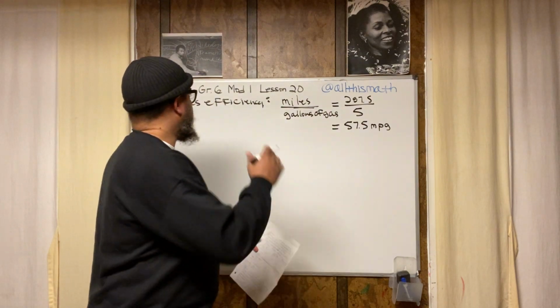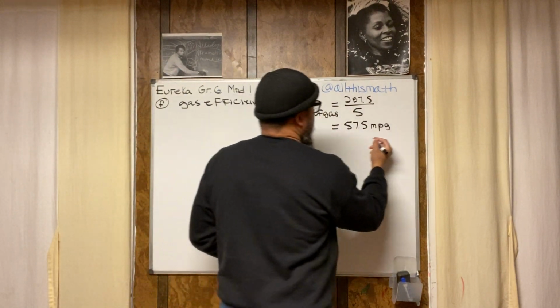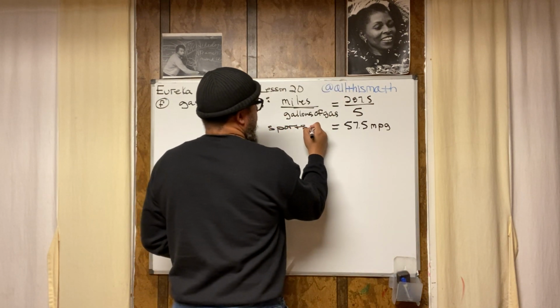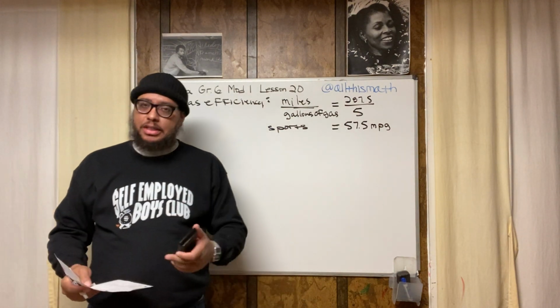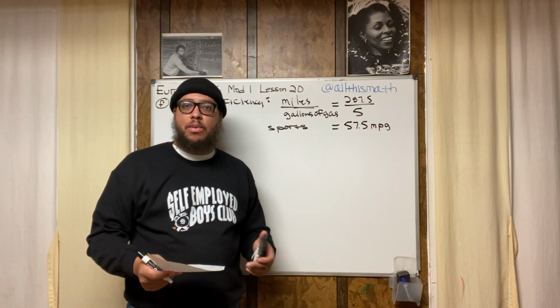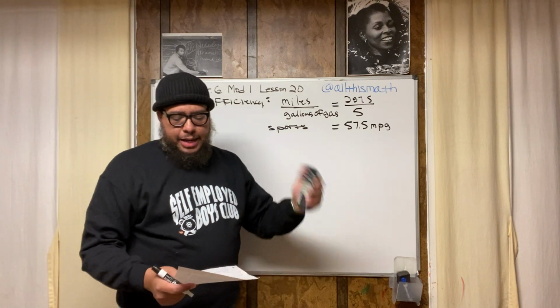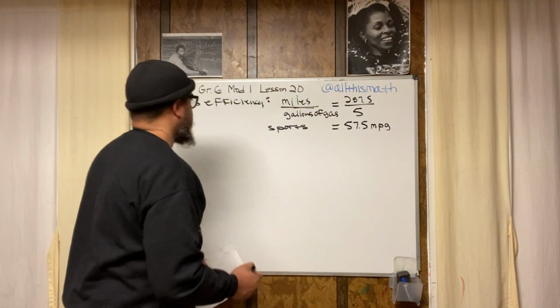So anyway, the sports motorcycle, let me put an S here. Let me just write it right here. That's for the sports bike. The sports bike has a gas efficiency of 57.5 miles per hour. I'm sorry, not per hour, miles per gallon. Now, it asks about which one is more efficient. So that means now I have to go to the leisure bike.